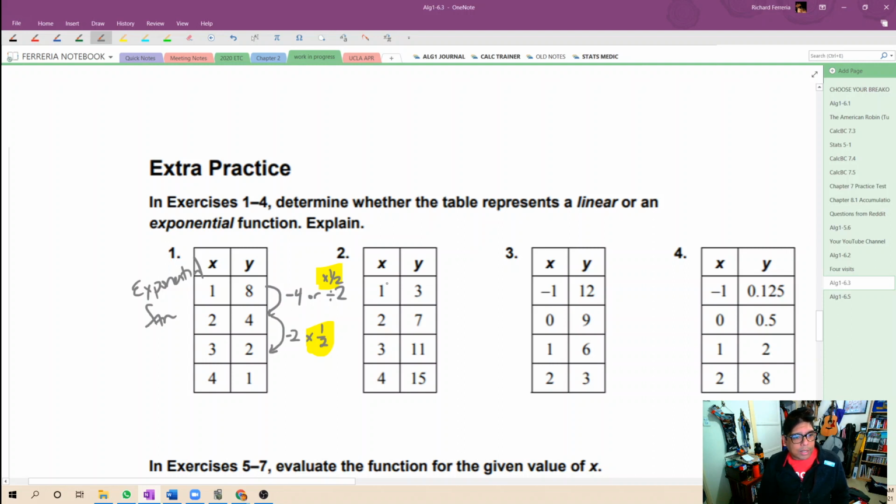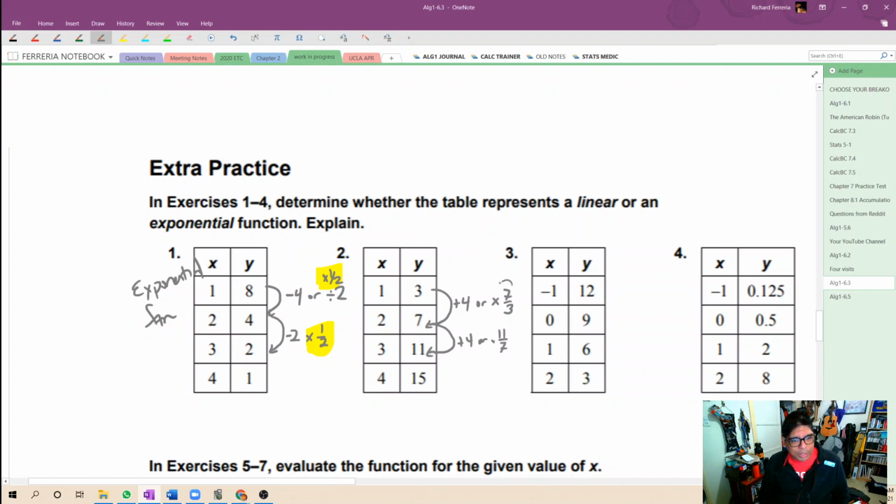Let's take a look at number 2 just to contrast this. How do I get from 3 to 7? Well, I could add 4, or I could multiply by, and I think you would multiply by 7 over 3. Okay, that's not a very nice number now, is it? Now, how do I get from 7 to 11? Well, I could add 4, or I could multiply by 11 over 7.